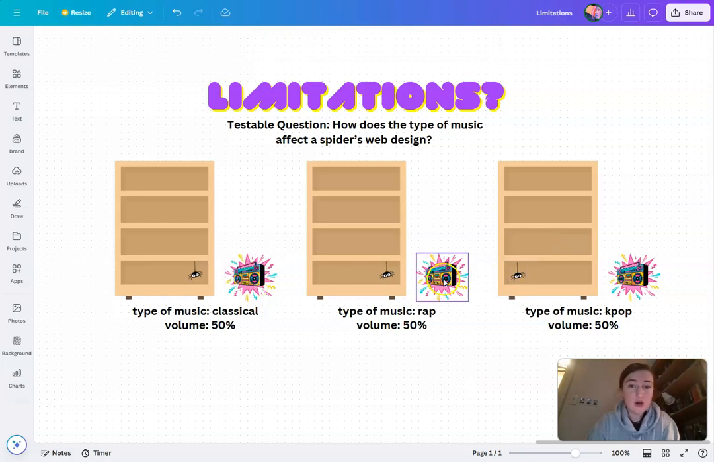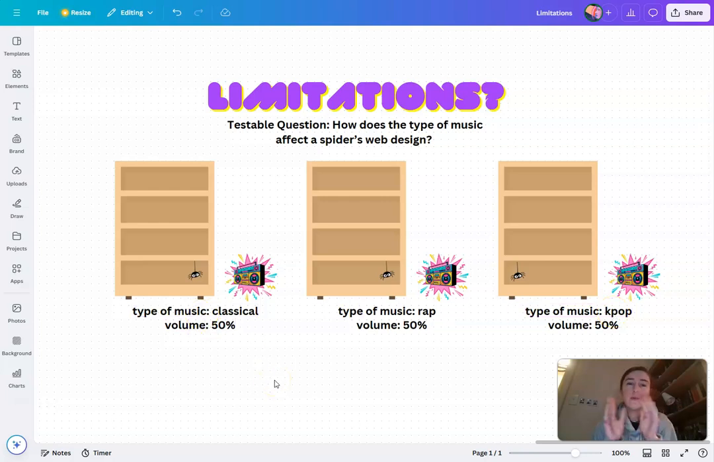The radio, or okay, this is called a boombox. Okay, the boombox is the same. The cabinet is the same. All right, the amount of sunlight has to be the same. The amount of time that we expose the spider to the music has to be the same. All right, maybe we want to play the same song over and over again in all three of these genres. So we only use one rap song. We only use one K-pop song.